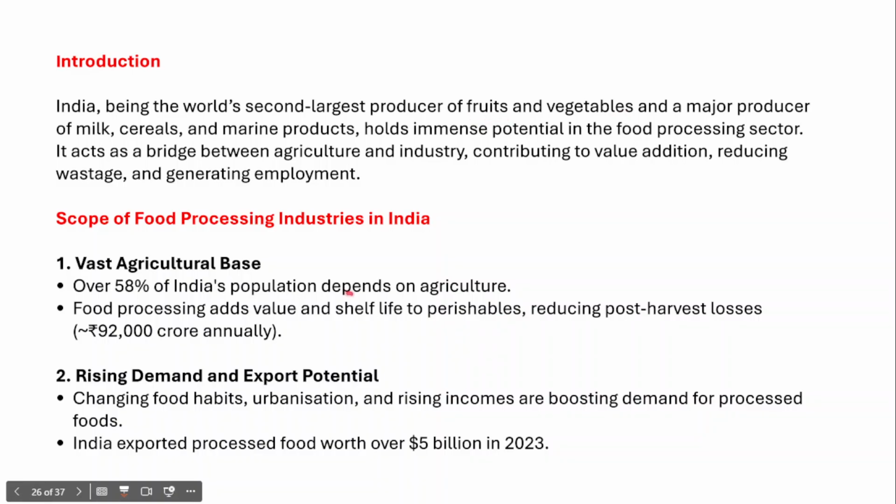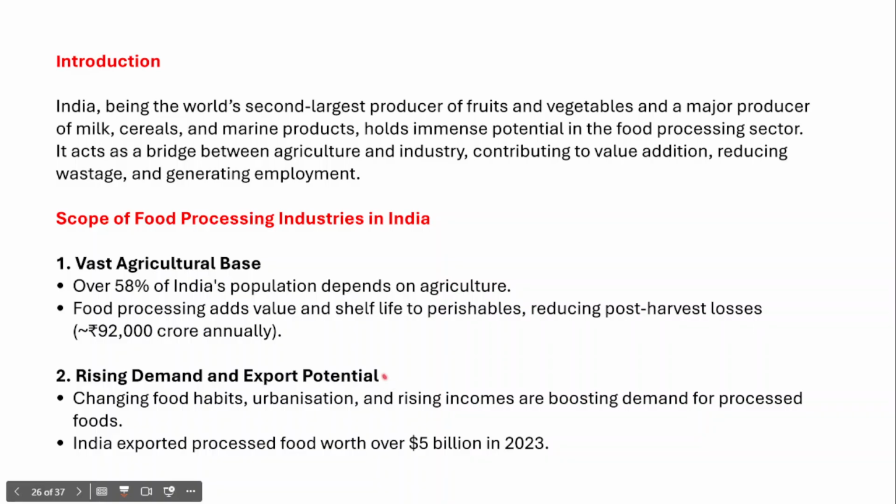So the food processing sector will increase the shelf life of fruits and vegetables, and it further adds value to the perishable items. So it will help reduce the post-harvest losses. Around 92,000 crore annually of post-harvest losses will be reduced.